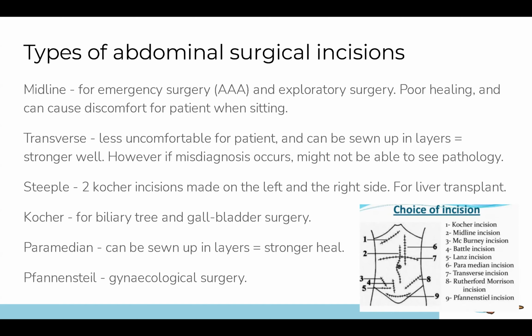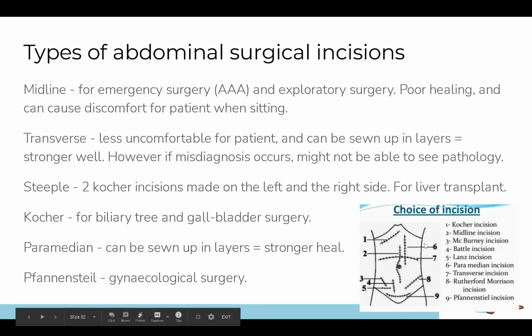But what's not so good about a transverse is if you go too high up or too low down, you might miss the pathology that you're looking for, which is not so good. And then we also have a steeple incision. There's not a steeple incision on the diagram, but essentially, if you look at number 1, that's a Kocher incision, you'd have one on the other side as well, and that's a steeple incision. Only time you use that is for a liver transplant. And a Kocher incision is just on the patient's right side, and that's just for gallbladder removal or having a look at the gallbladder and stuff like that.